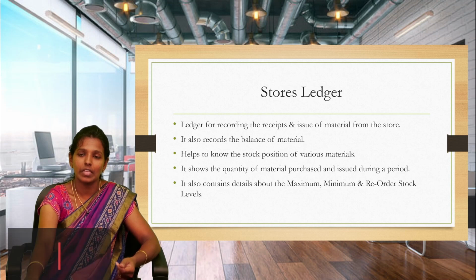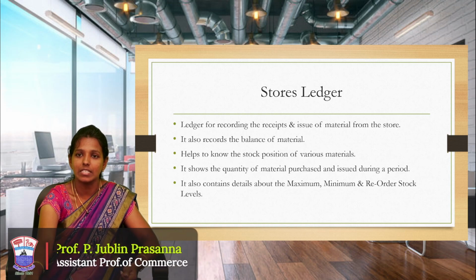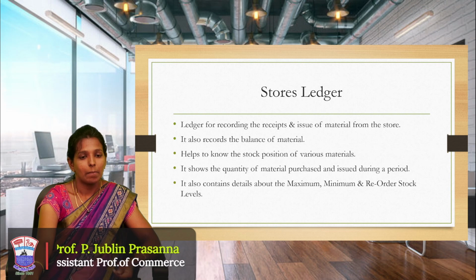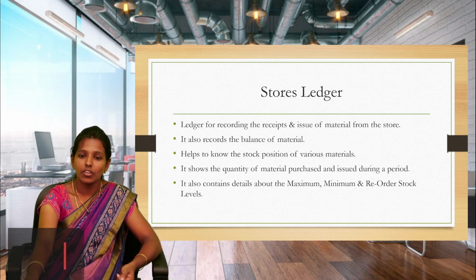So at the end of the calculation of the value of materials, I can analyze the balance of the materials in the particular store. It will help to know the stock position of the various materials that are being received and issued. So currently what is the balance? I can understand and know the stock position of the particular material. It also shows the quantity of material purchased and issued during a period.